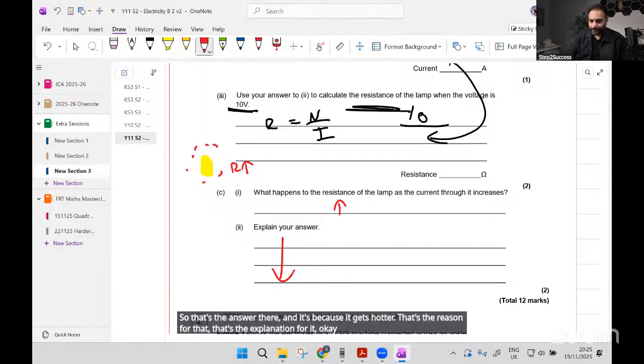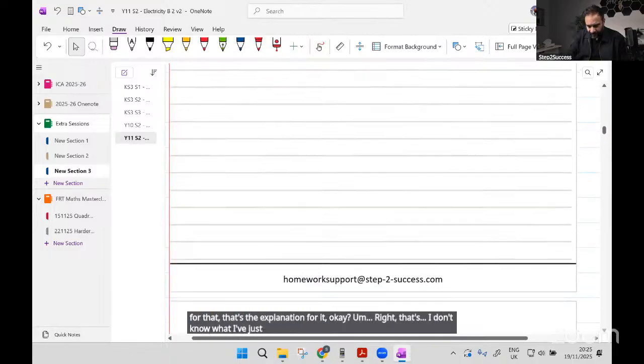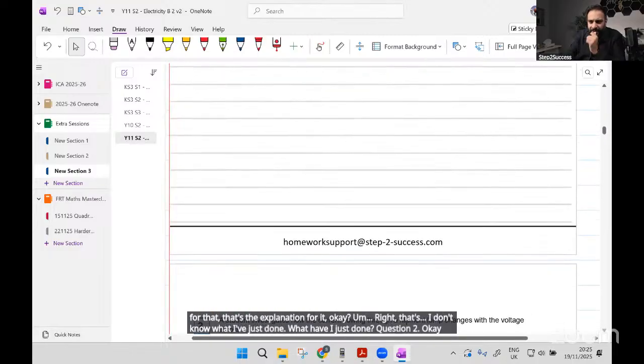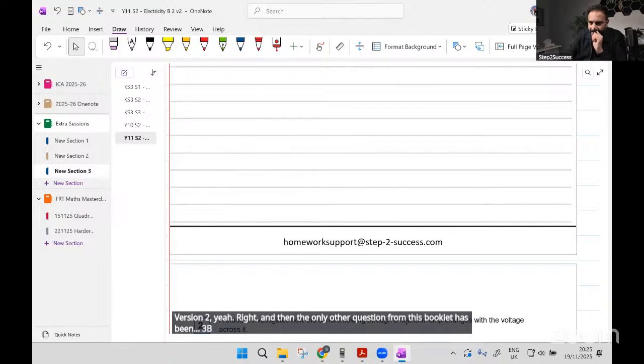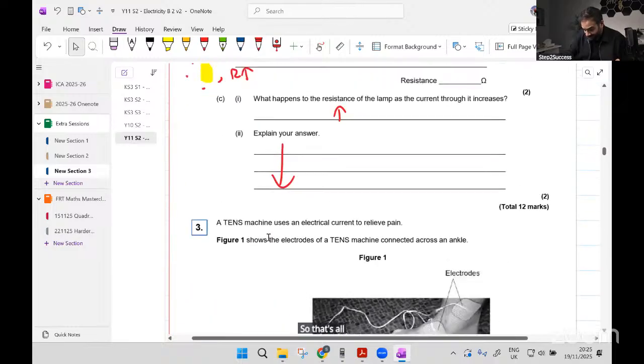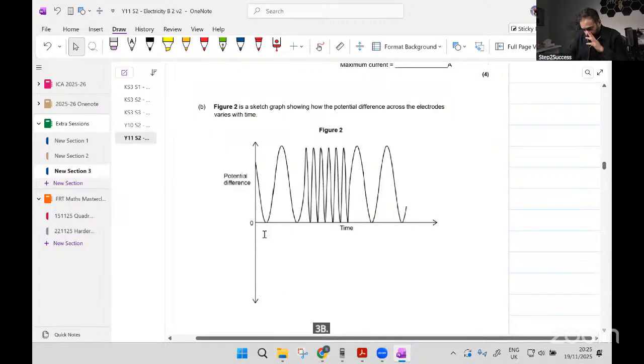Right, I don't know what I've just done. What have I just done? Question two. I don't even know if that was a question. Question two, yeah, it was. Then the only other question from this booklet is 3B and the question at the end, I presume. Yeah, last one. So that's all I'm going to do for today. I'm just going to finish a bit earlier today. 3B.